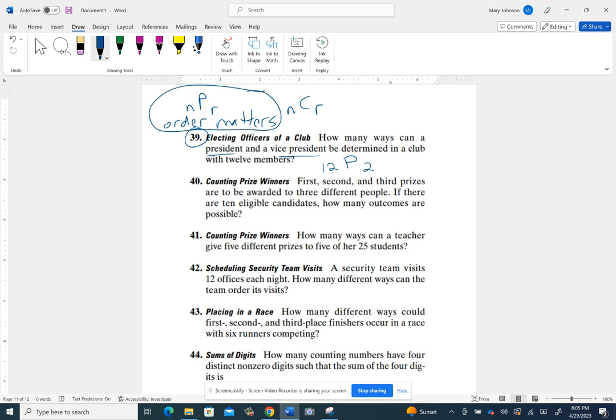And on the C, that's when you're just selecting people to be on a committee, but they are of equal level, where order really doesn't matter.